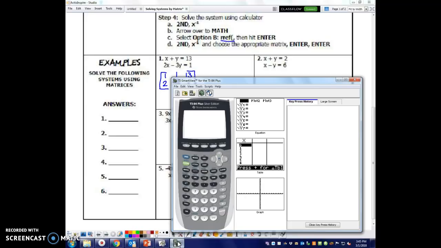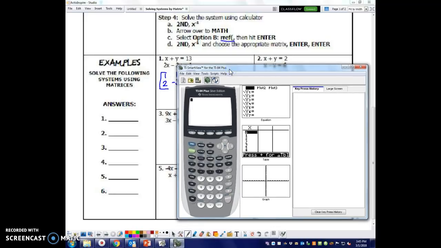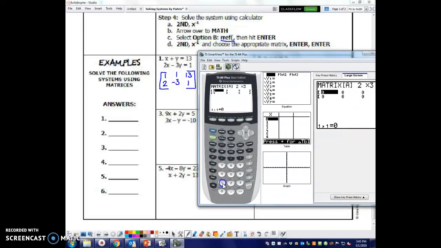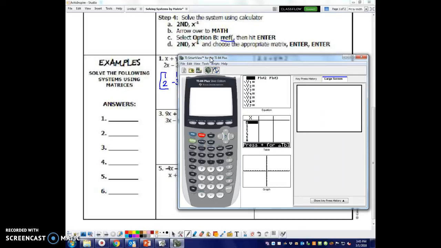Okay, so here's what we're doing. Take out your calculator. We're going to go to second matrix. Go over to edit. It must be a 2x3. Then we're going to type in those numbers we just came up with. Okay. So 1, 1, 13, 2, -3, 1. Now here's important. We have to quit. Second quit. So we've already typed that in. It's in there. So now that we've quit, go back into matrix.